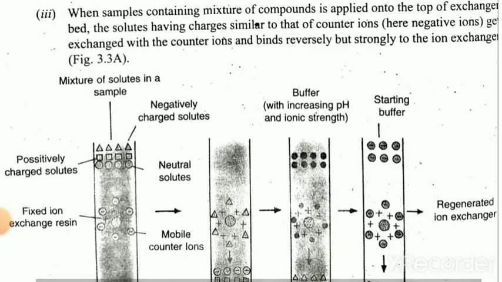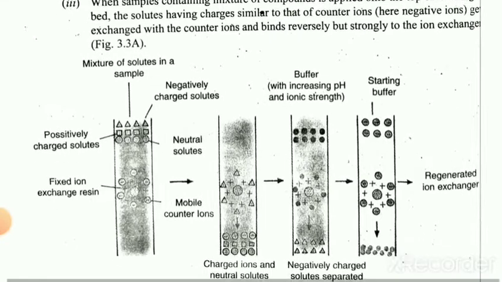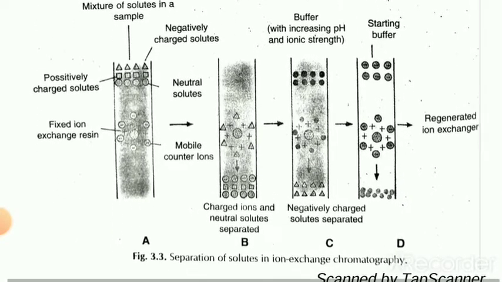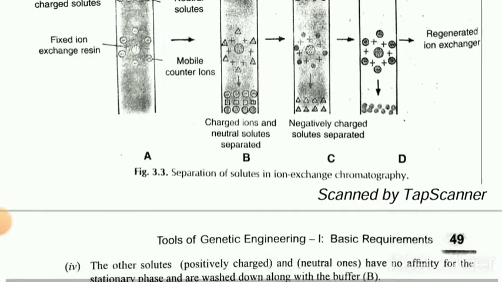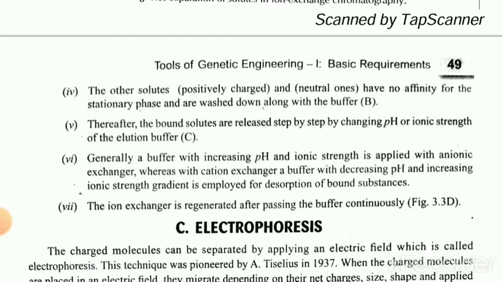3. When a sample containing a mixture of compounds is applied onto the top of the exchanger bed, the solutes having charges similar to that of counter ions, here negative ions, get exchanged with the counter ions and bind reversibly but strongly to the ion exchanger. Figure 3.3a. 4. The other solutes, positively charged and neutral ones, have no affinity for the stationary phase and are washed down along with the buffer. 5. Thereafter, the bound solutes are released by changing pH or ionic strength of the elution buffer.